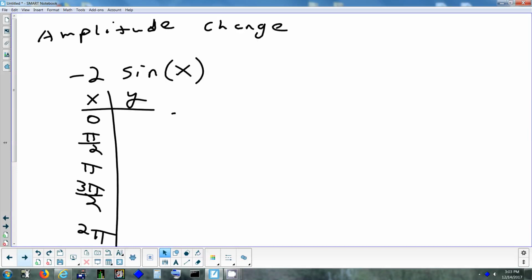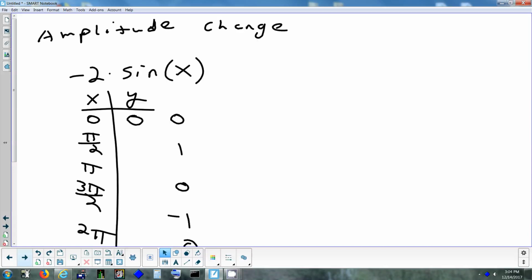So 5 points for the x's. And now the original y's were 0, 1, 0, negative 1, 0. Now, what are we going to do to all those numbers? Amplitude change is multiplication. So multiply by negative 2.